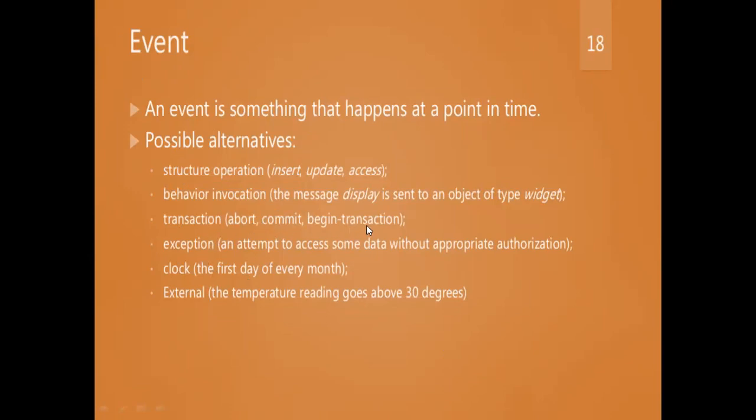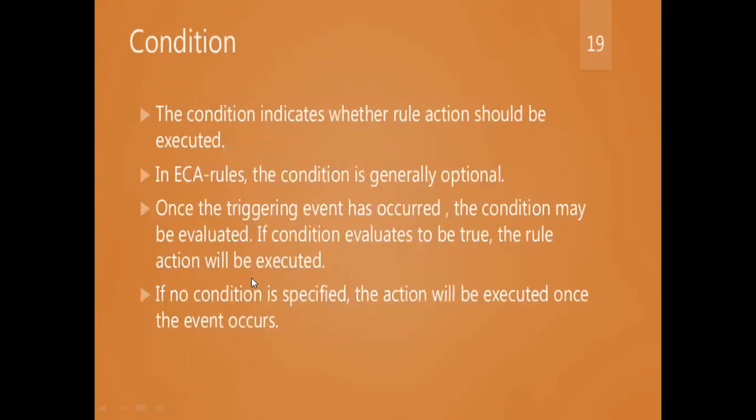Transaction: abort or commit or begin transaction. If you're maintaining any transaction, for example an ATM transaction, we can do an ATM transaction by putting our ATM card in the ATM machine. If we fail to give a correct pin, what happens? It aborts the transaction, right? So automatically it takes an action, and in that case also the event happens. Exceptions, conditions, clock, action: these are all the functions which make events happen.